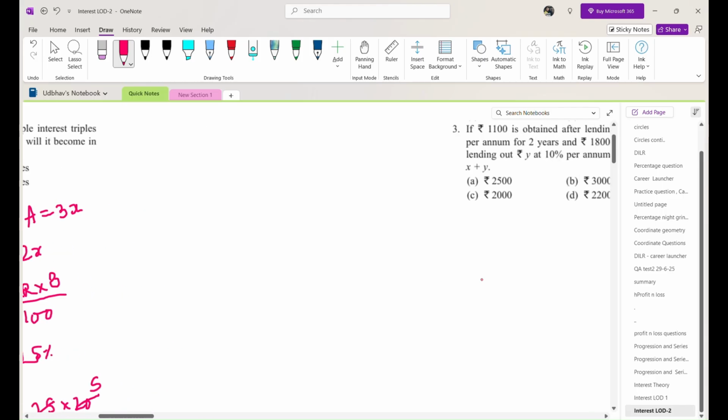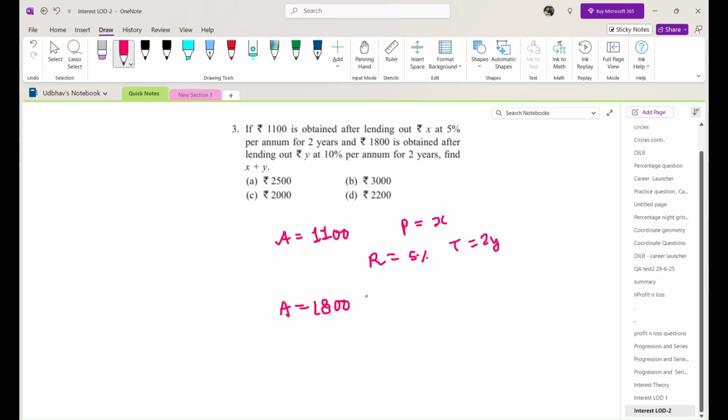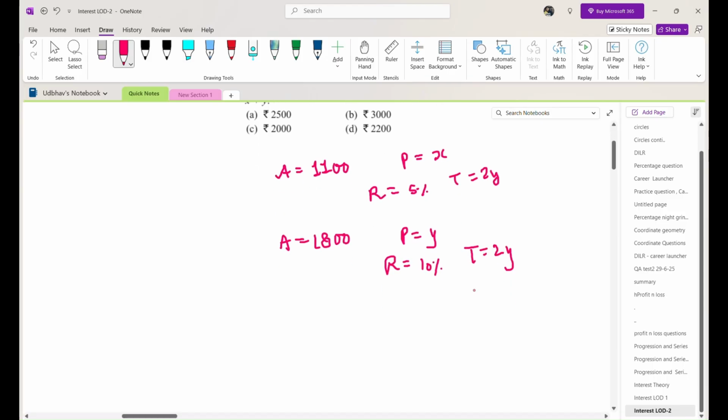Next question. If 1100 is obtained after lending out x rupees at 5% per annum for 2 years, and the amount of 1800 is obtained after lending out y at a rate of 10% for a time of 2 years, we have to find x plus y.